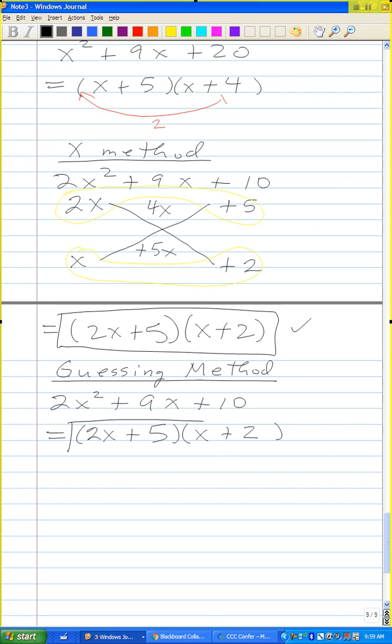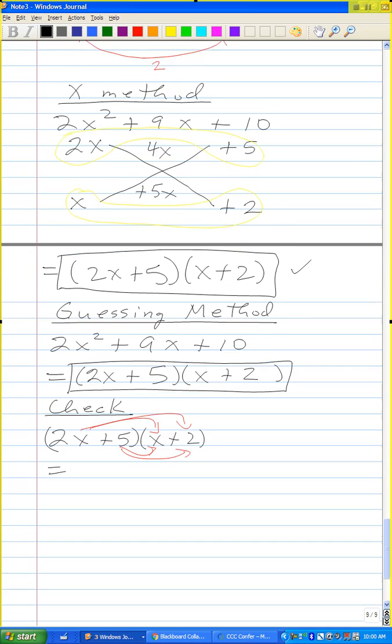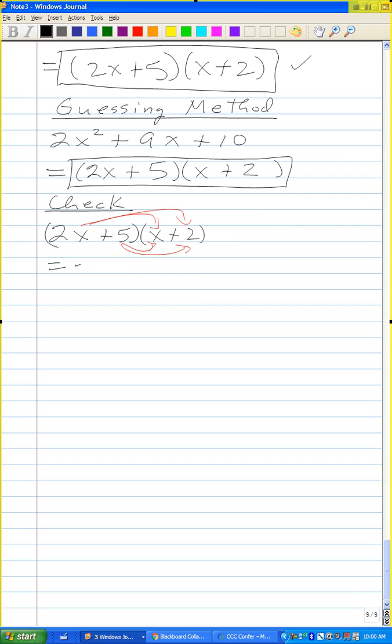So you're done. So you should check to see if your answer is correct. And so when using the guessing method, always check to see that you actually get the correct answer. So this is equal to 2x squared plus 4x plus 5x plus 10, which is 2x squared plus 9x plus 10.